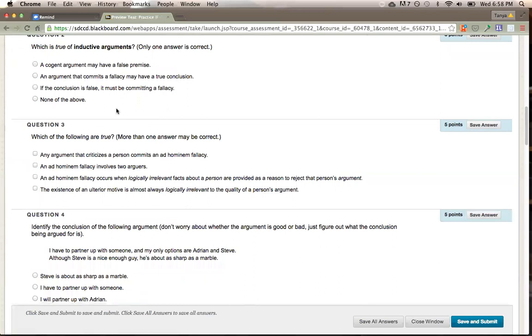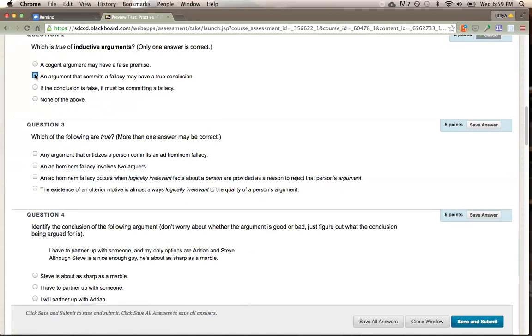Okay, what is true of inductive arguments? So a cogent argument may have a false premise. What is a cogent argument? A cogent argument is an argument that is both strong and has all true premises. Can an argument that's strong with all true premises have a false premise? No. An argument that commits a fallacy may have a true conclusion. Is that true? You can have a crappy argument with a true conclusion. So that seems right.